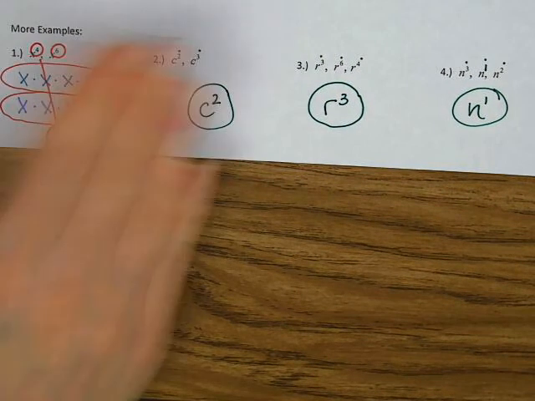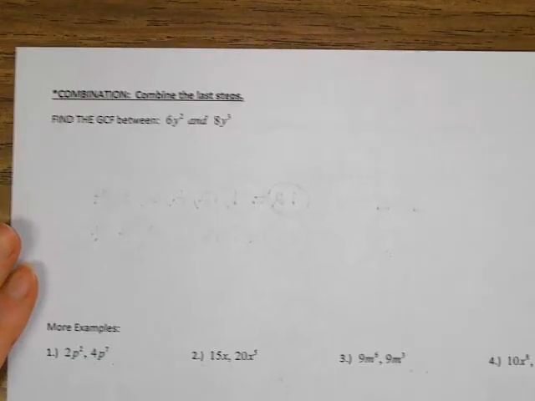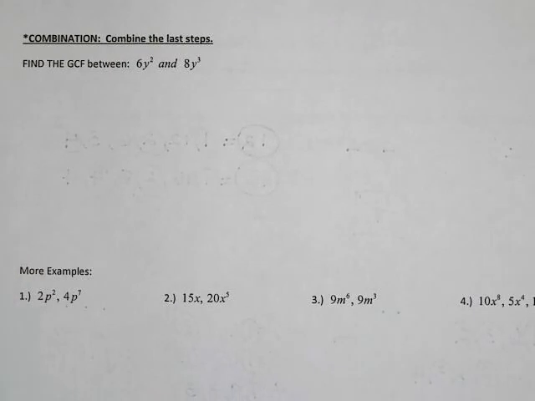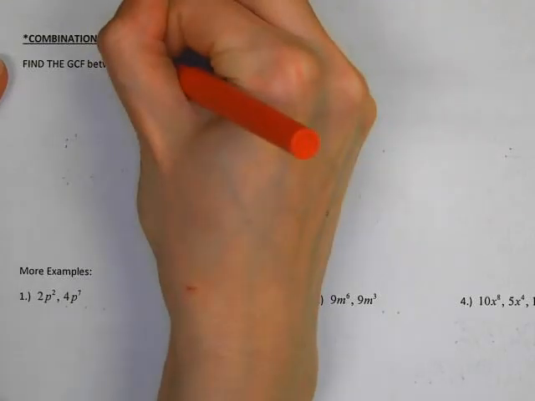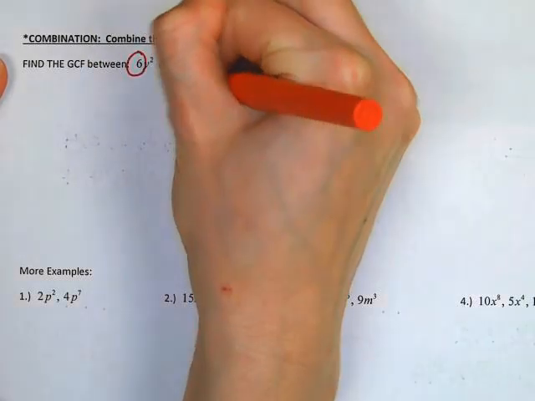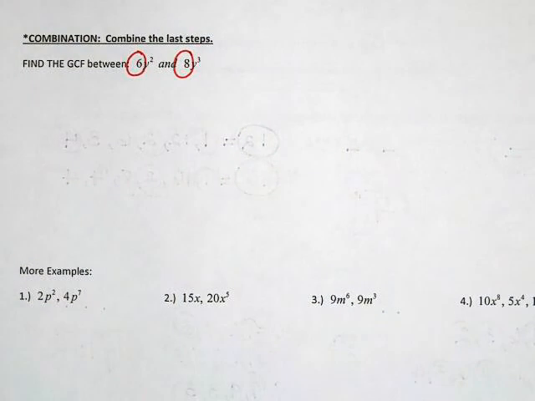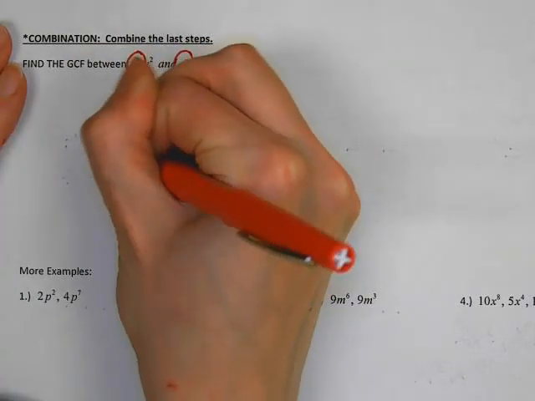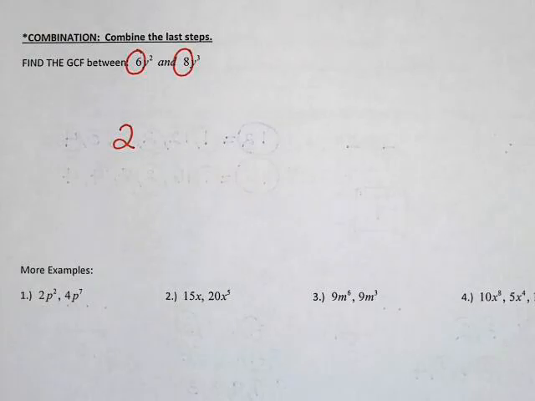All right, flip it over. Now we're going to combine the two, finding the GCF between numbers and variables. All right, let's do it. So first we're going to do the number, 6 and 8. What is the GCF of 6 and 8? And if you need to write it out, go for it. I can tell just by looking at it, 6 and 8, the GCF is going to be 2. It's the biggest number that divides into both evenly.